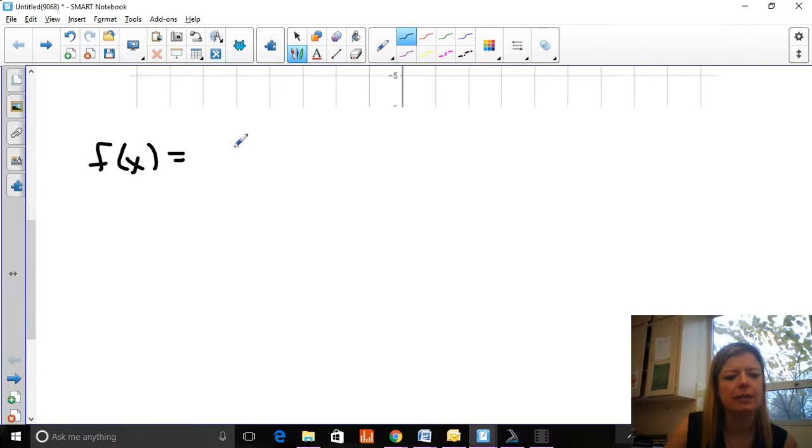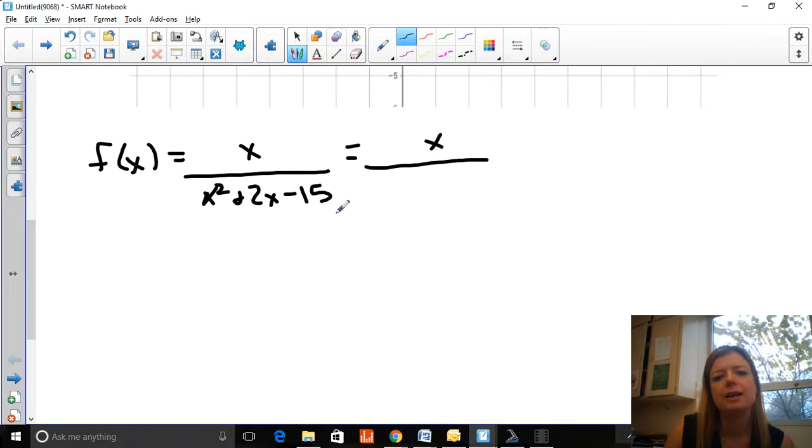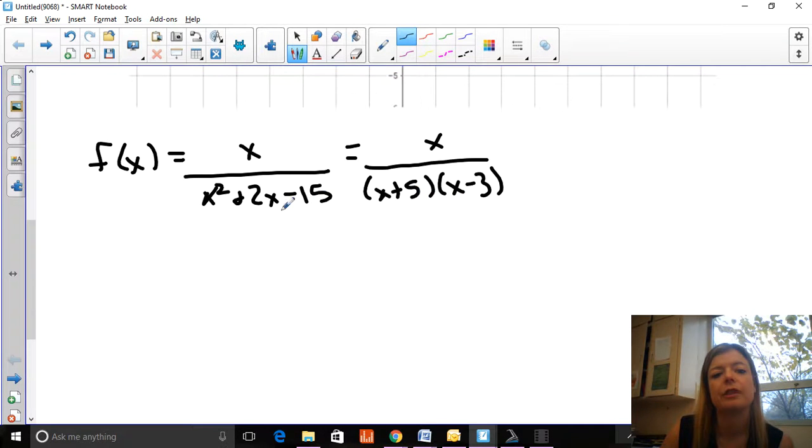So here we have f of x equals x divided by x squared plus 2x minus 15. So we can factor the denominator. What multiplies to -15 and adds to +2? It's x plus 5 and then x minus 3. Okay, I'm just going to double check. 5 times -3 is -15. 5 plus -3 is +2.